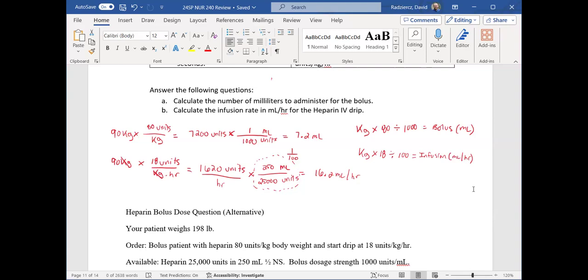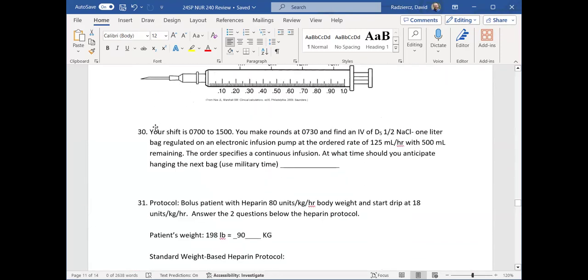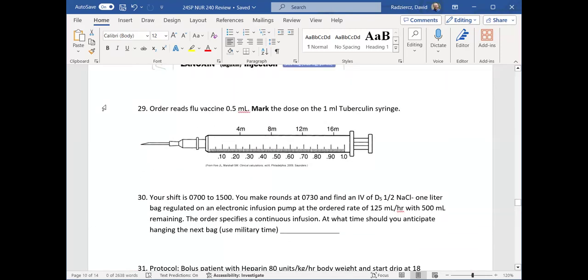I think it's a pretty simple question, but number 29, can you show where you would mark the dose on the syringe? I think it should be like 0.5. But also, what are the numbers above, like 4M, 8M, 12M?